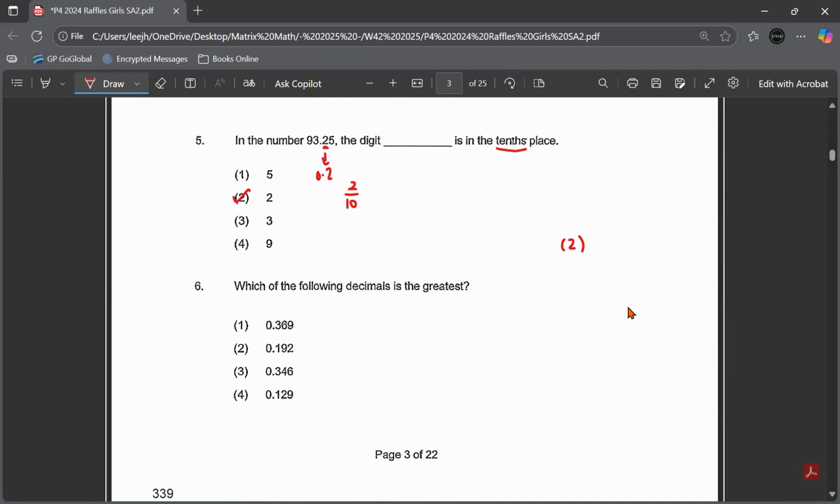Question 6. Which of the following decimals is the greatest? Actually, you can straight away see that it's none other than number 1. The rest, this one definitely not, and this one. If you compare options 1 and 3, this is 369, this one is 346. Definitely number 1.